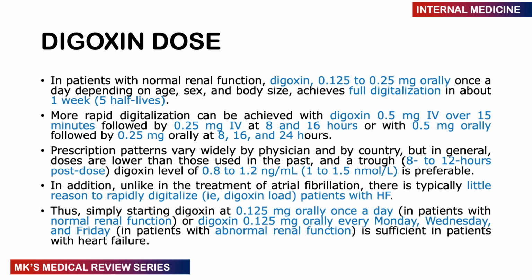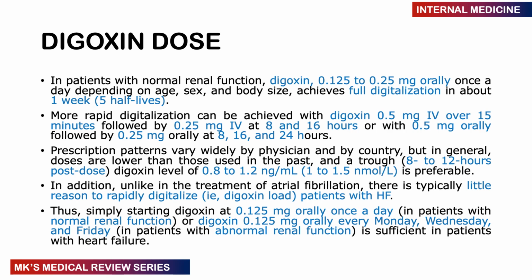In terms of the dose, if there are patients that are coming in with normal renal function, then we can give them 0.125 to 0.25 milligrams orally once a day, depending on their age, their sex, their body size, until they are fully digitized in about 1 week. So that's about 5 half-lives.